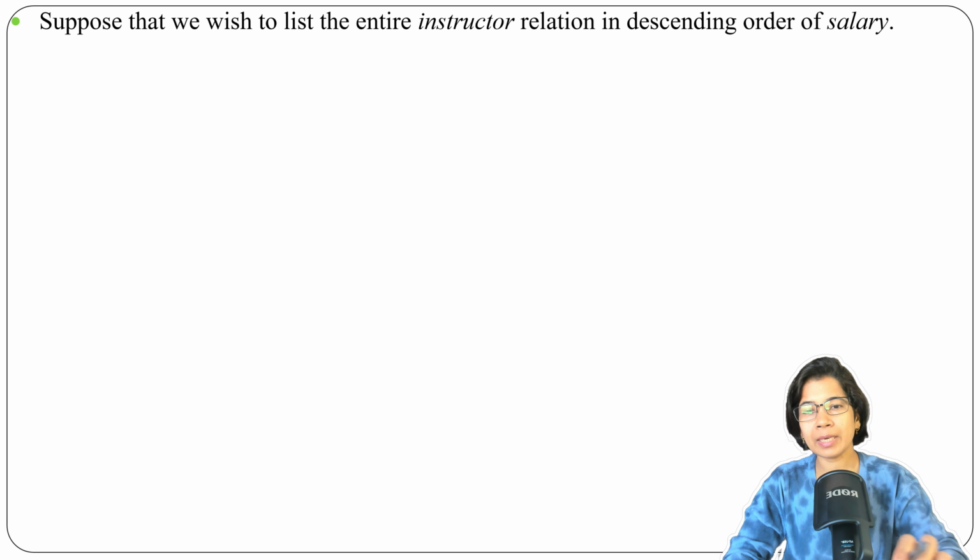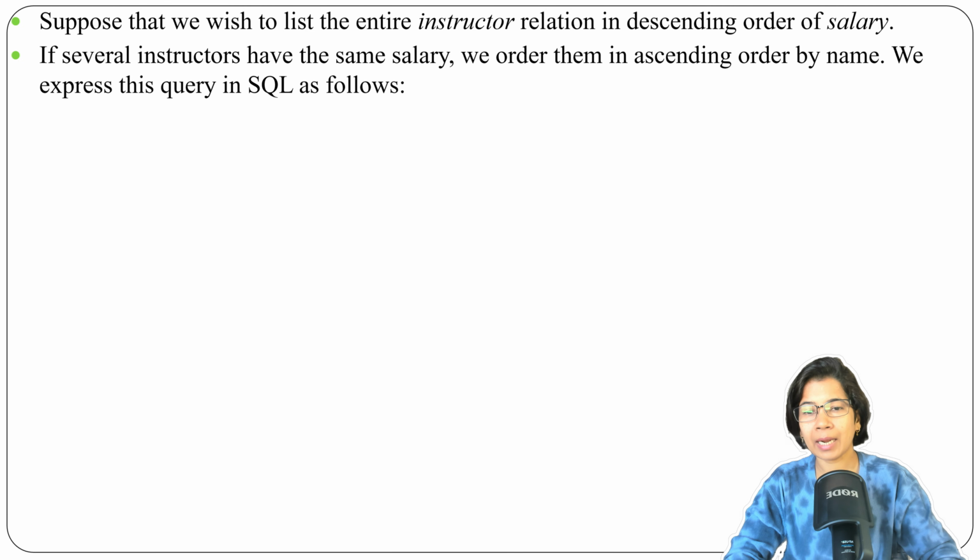Suppose we want to list the entire instructor relation in descending order of their salary. There may be more than one instructor whose salary is the same. If so, and we want to show the instructor names in ascending order, then we write first salary in descending, then instructor name in ascending. So that will show salary in descending order. If more than one instructor has the same salary, then it will show their names in ascending order.